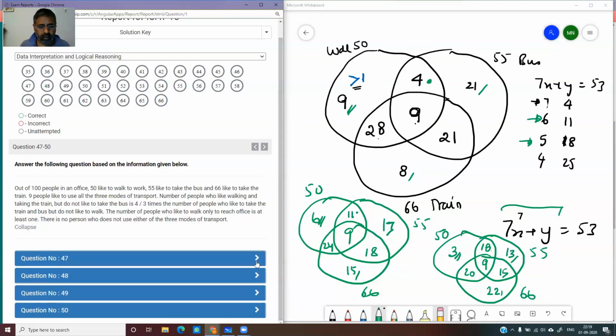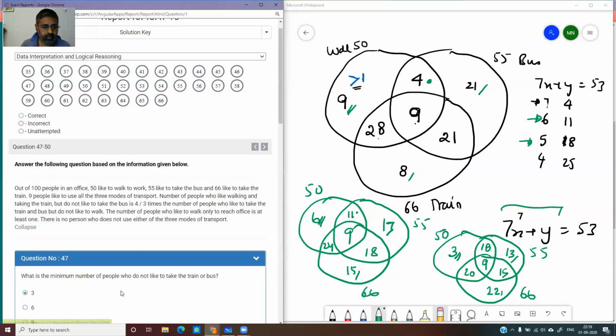No, no, I solved the whole thing. I'm just saying that this is what you have to do. I'm not looking at it from a specific question point. I don't even know what the specific question is. What is the minimum number of people who did not take the train or the bus? Which is what? This is 3, isn't it? Right? I did not look at the specific question. I am looking at it from the larger point. I just solved it completely. You get what I'm saying?